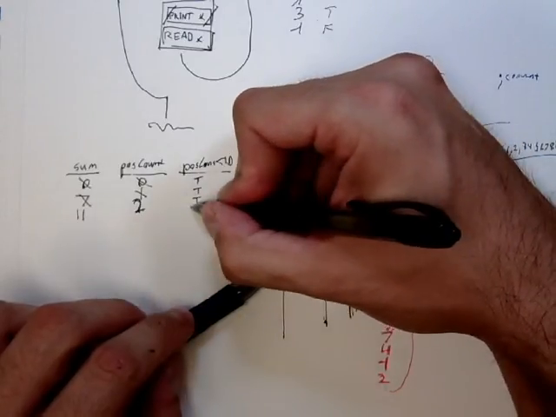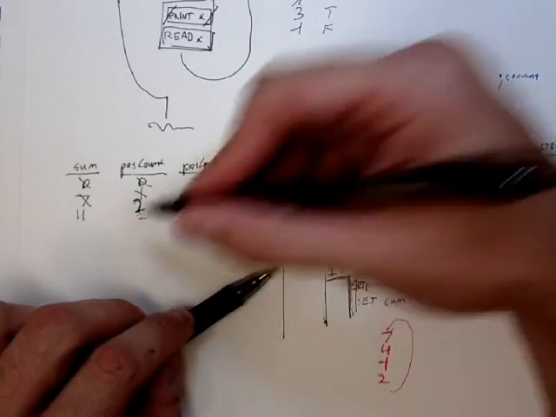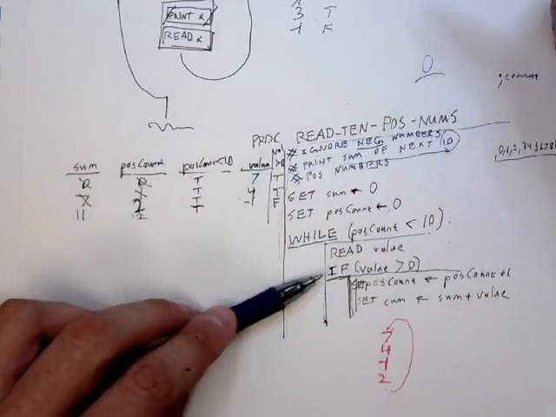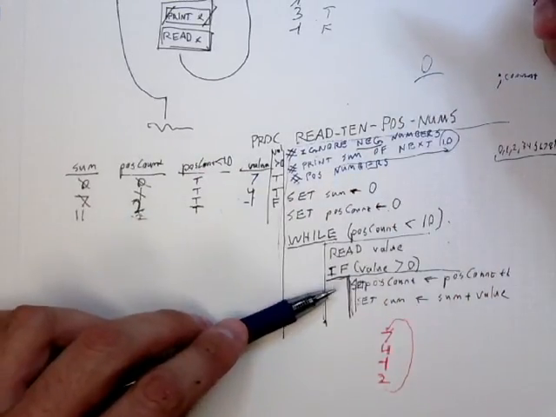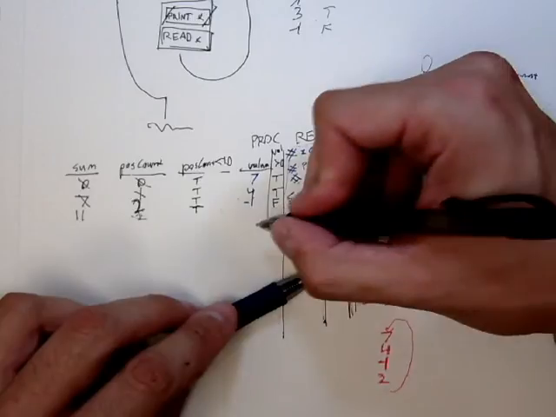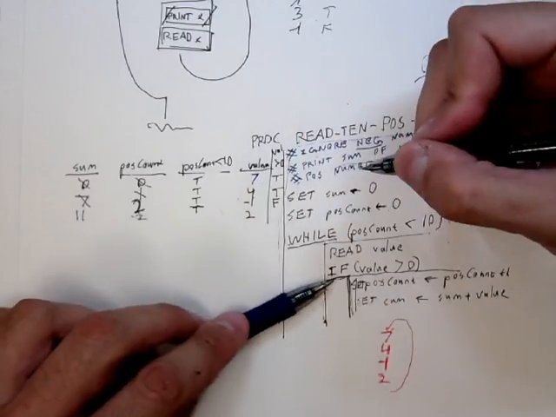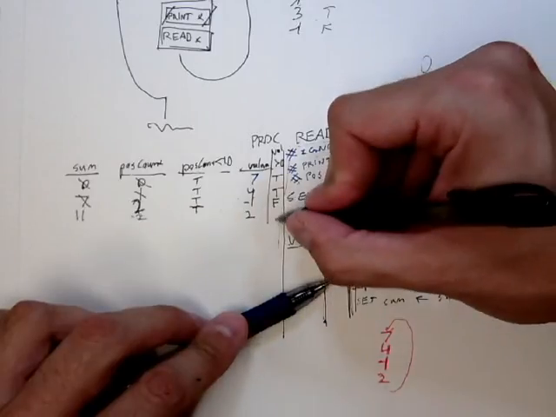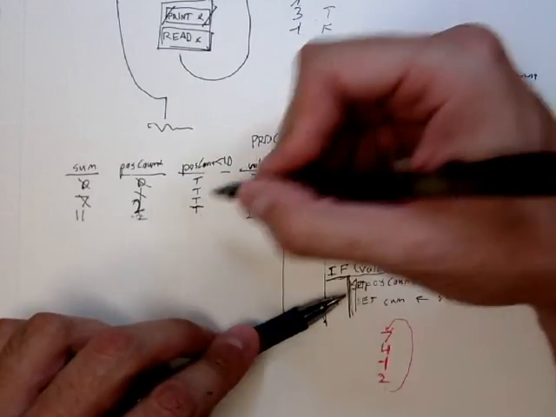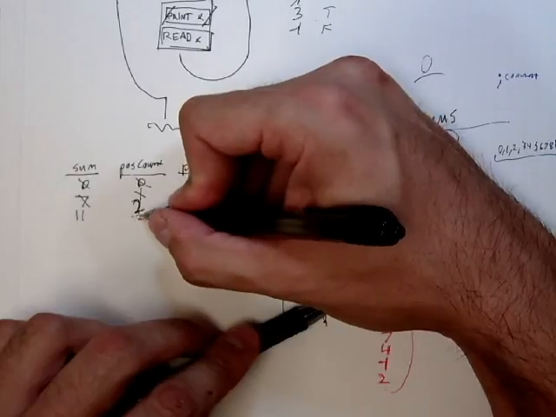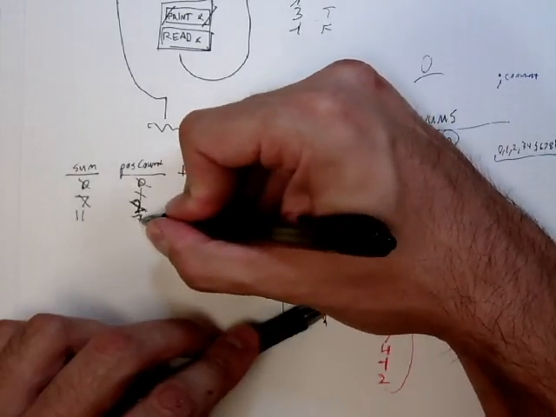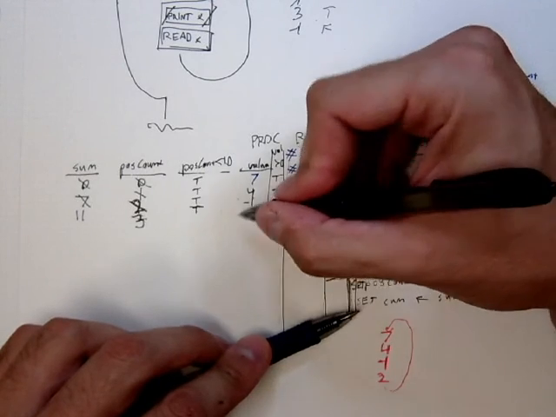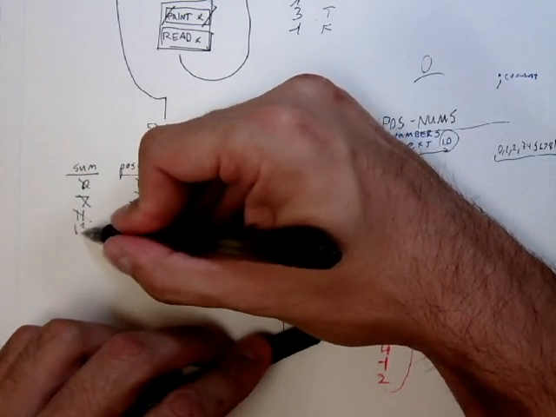So it's still 2. We read in a value, so the next value we read in is going to be a 2. If value is greater than 0, it is indeed greater than 0. We're going to set pos count equal to pos count plus 1. So pos count is no longer 2, it's now 3. We're going to set sum equal to sum plus value. Value is 2, so sum becomes 13.